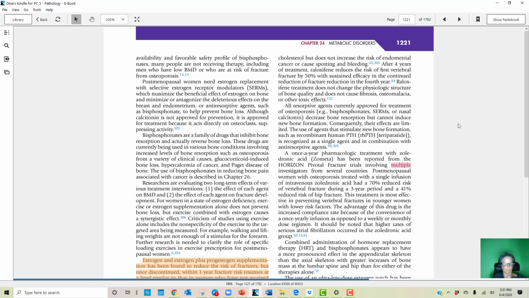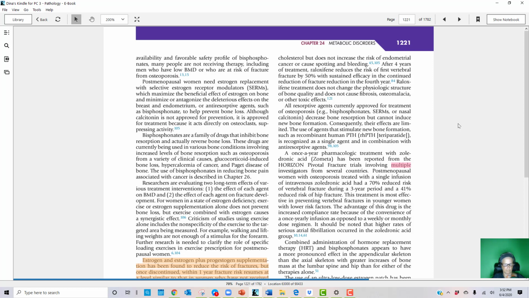These drugs are currently being used in various bone conditions involving increased levels of bone resorption such as osteoporosis from a variety of clinical causes, glucocorticoid-induced bone loss, hypercalcemia of cancer, and Paget disease of bone. The use of bisphosphonates in reducing bone pain associated with cancer is described in Chapter 26. Researchers are evaluating 2 long-term effects of various treatment interventions: 1. The effect of each agent on BMD and 2. The effect of each agent on fracture development.